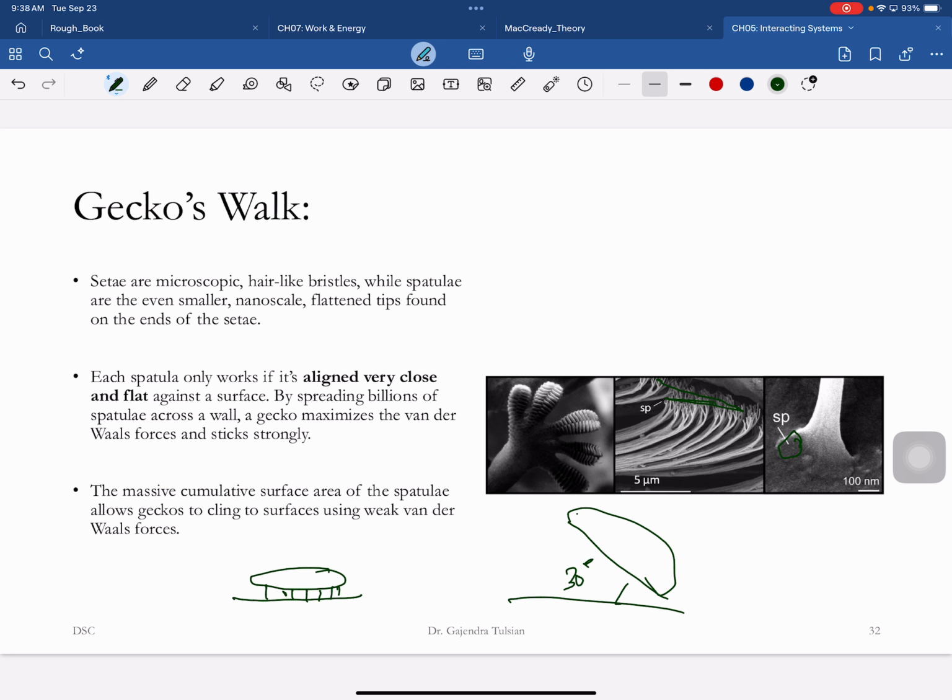So when a gecko walks, it can't lift its leg up straight like that. That would require too much force. So how do you solve that problem? You've already indicated that. So you peel your legs. Okay, that's how a gecko walks.